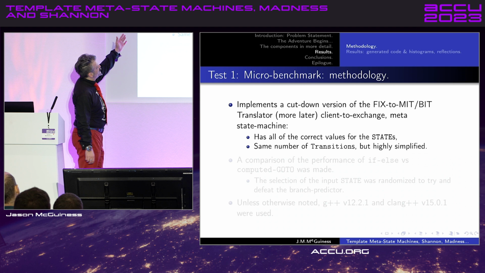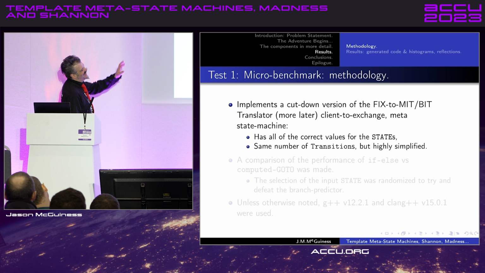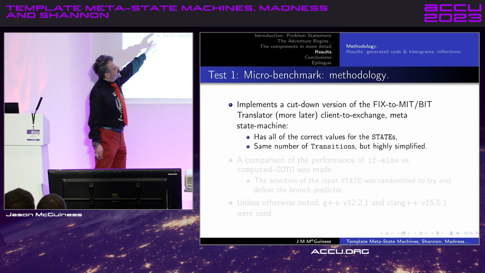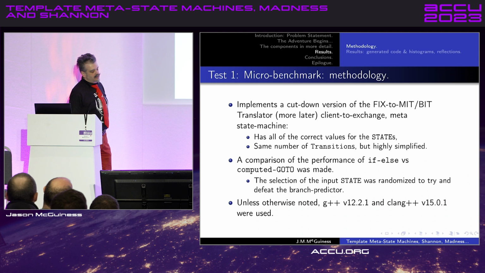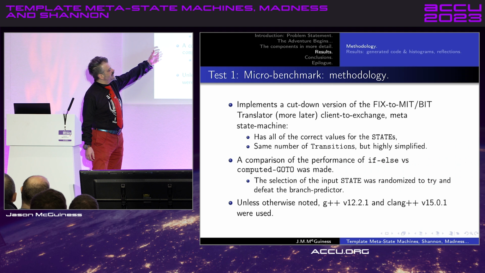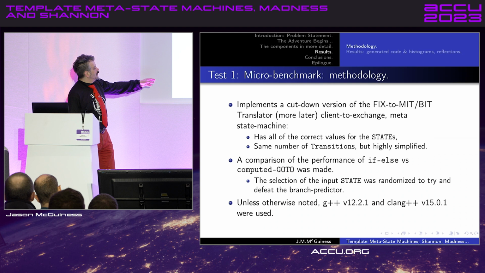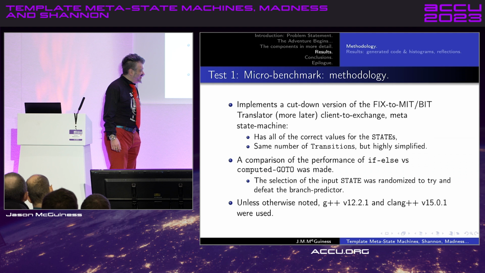What is my methodology of testing? I've got this cut down version of fixed emit. In this instance, it's Borsatalia. Why Borsatalia? B comes before L. MetaState machine. I've got all the values of states. I've got the number of transitions. I simplify it. Then what we're going to do is compare the performance to a naive if-else implementation. I'm going to randomize my selection of input states using a Mersenne twister because I can. Unless otherwise noted, as I said, I use G++ 12.2.1 and Clang, blah.